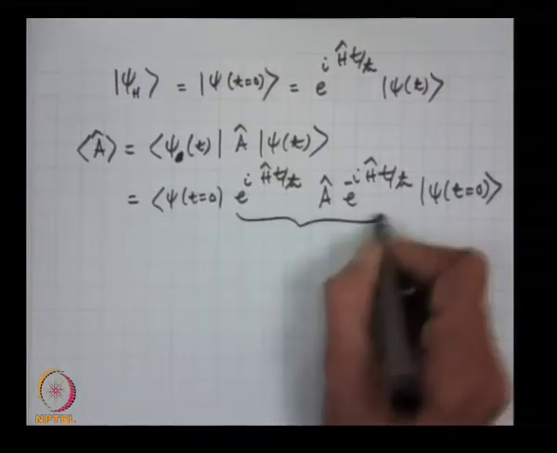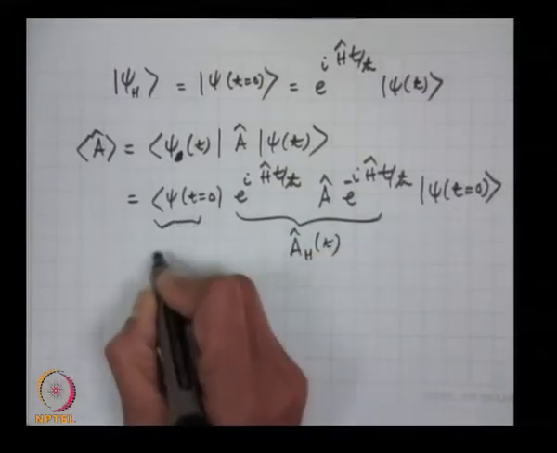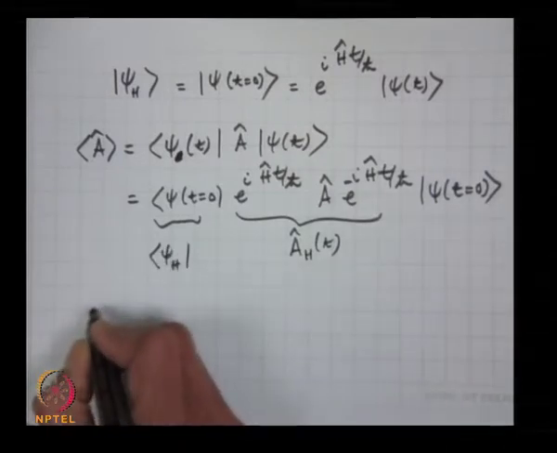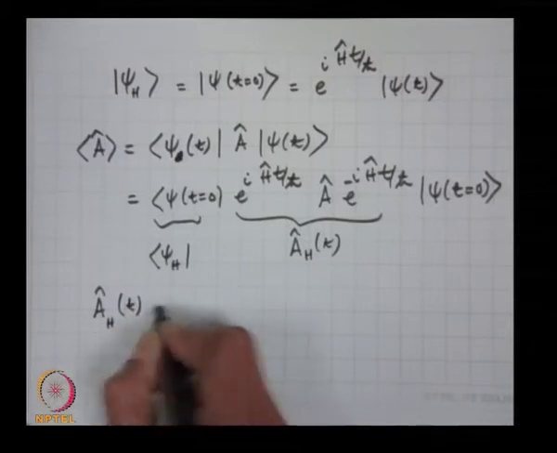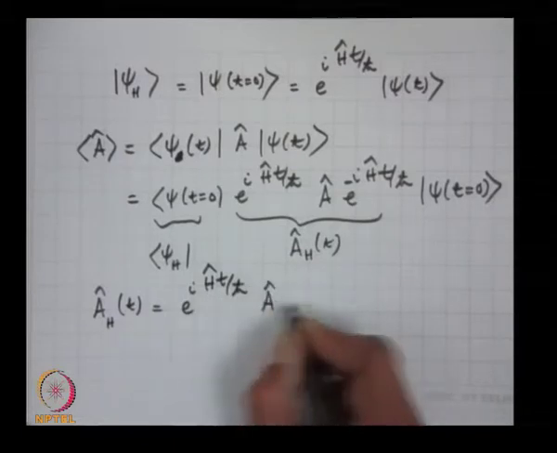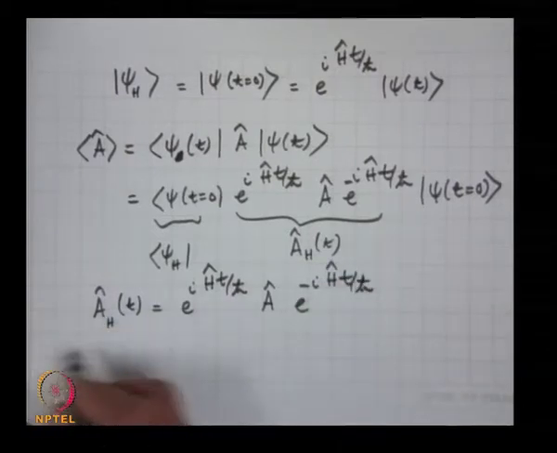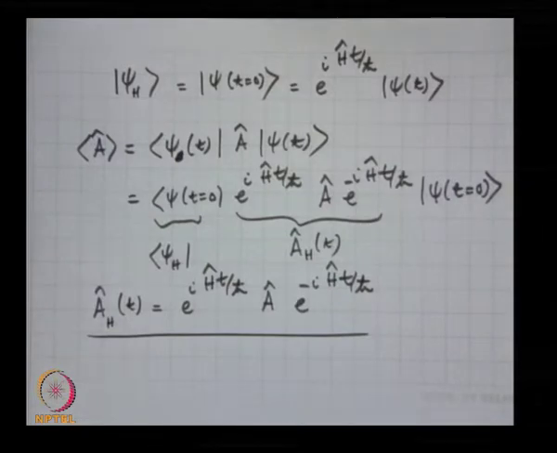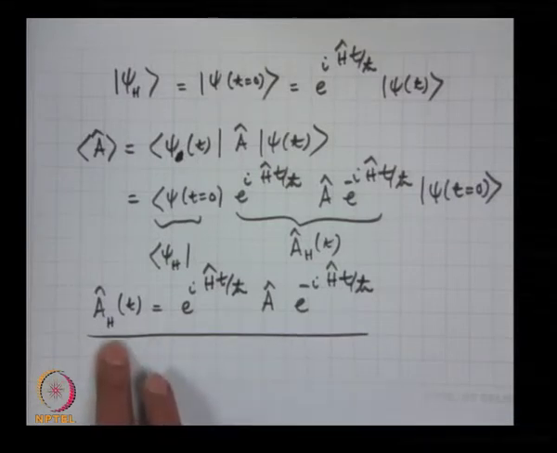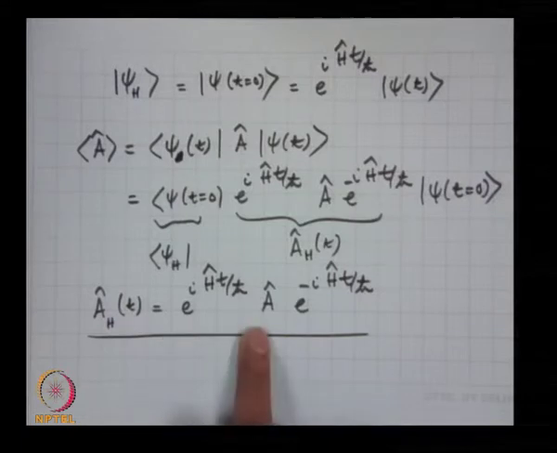So I define this as the operator in the Heisenberg picture. The operator in the Heisenberg picture is equal to exponential iHt by h-bar, the operator in the Schrodinger picture, exponential minus iHt by h-bar. This is independent of time, but this is a function of time. And please note that H may not commute with A, so I can't interchange A and exponential iHt by h-bar.